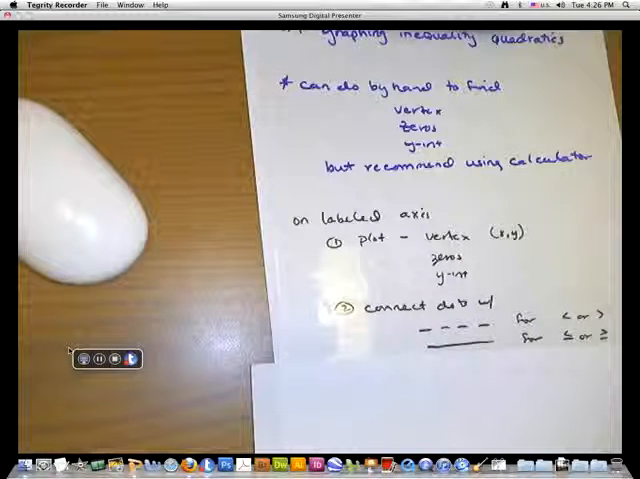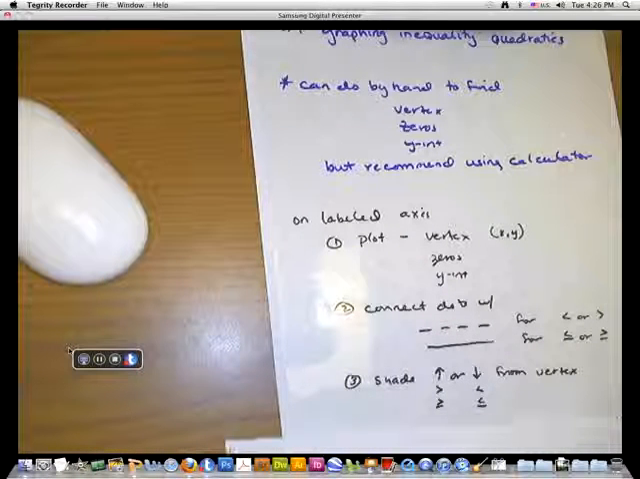So if it's less or greater, we have a dashed line. And if we have less or equal, greater or equal, we have a closed line. The exact same rules that were applied to when we had linear inequalities. And just like linear inequalities, we had to shade either above or below the line. We have to shade above or below the vertex.